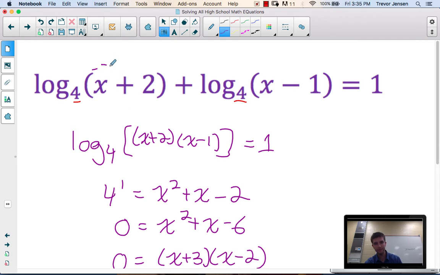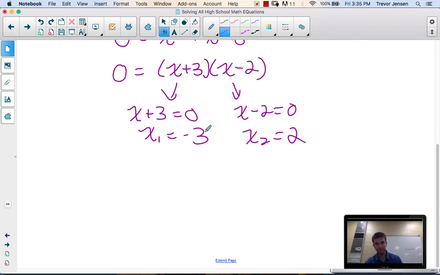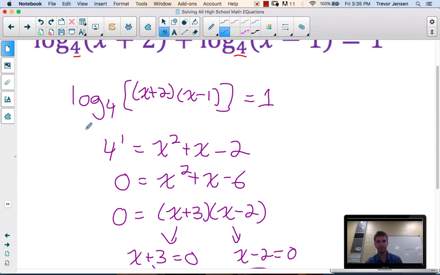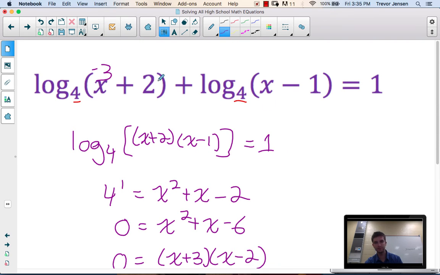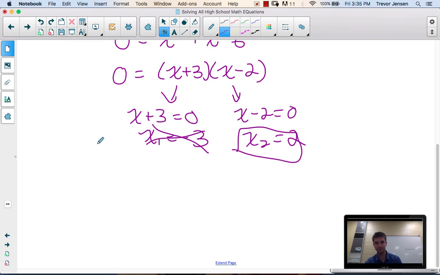If I plugged negative 3 in for this x, I would get log base 4 of negative 1. And there's no exponent we could put on 4 to get an answer of negative 1. Anytime the argument is negative, we say it's an extraneous root. So this doesn't actually work in the equation. But I believe 2 makes both of the arguments positive. 2 plus 2 is 4, 2 minus 1 is 1, 2 is an acceptable answer.